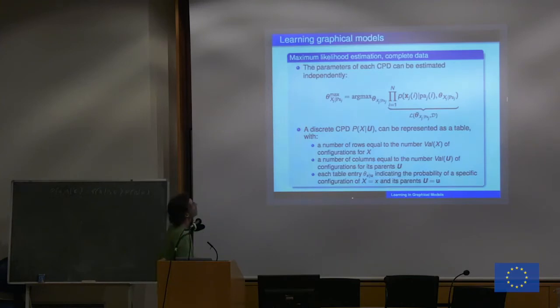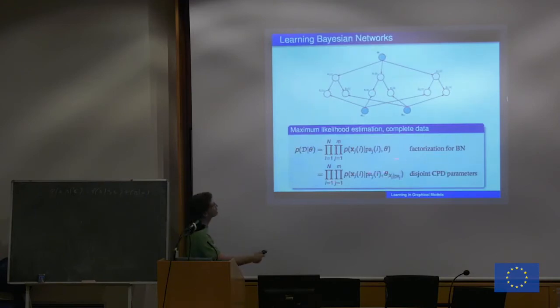And now this also means that if I want to maximize this function with respect to theta, I can basically focus on each conditional probability distribution separately, because theta of 2 given 1 will not be affected by the part of this stuff which involves theta of 3 given 1. So I can break down this maximization into separate maximizations for each probability table.